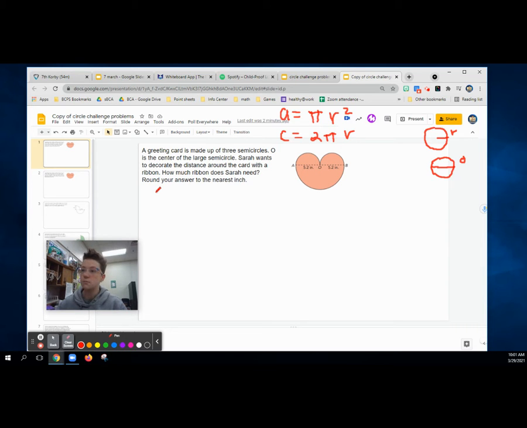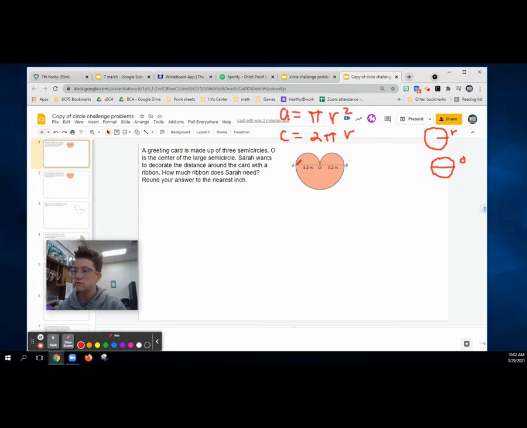A greeting card is made up of 3 semicircles. O is the center of the large semicircle. A semicircle is a half of a circle. Sarah wants to decorate the distance around the card with a ribbon. So here. How much ribbon does Sarah need? Round your answer to the nearest tenth. Well, if we're going around the edge of the circles, that sure sounds a lot like we're finding circumference, right?